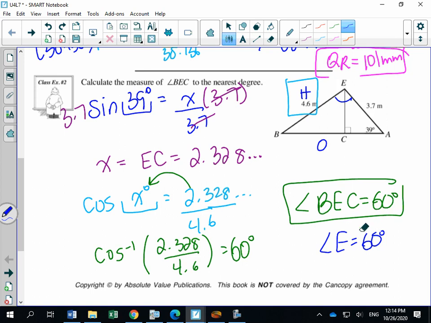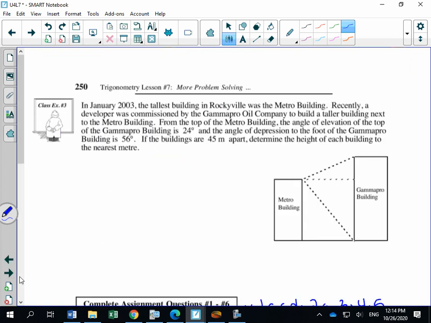Okay, let's do the last question, which you are going to star. Two buildings, one's taller than the other. You star this guy and you put exam, and it is on your practice exam. So when I give you the homework, we'll also talk about the practice exam.